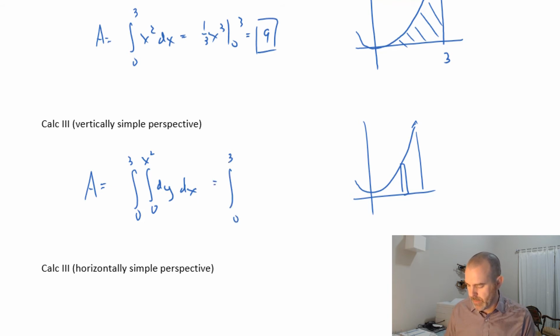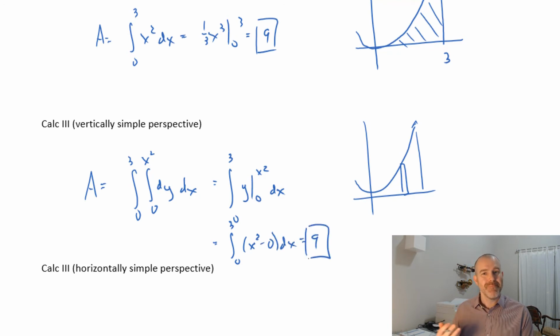Of course, you can't get a different answer by doing things with a different perspective. The integral of dy is just y. We're evaluating it from 0 to x squared. This becomes the integral from 0 to 3 of x squared minus 0 dx, which is the same integral we did above, and so that's also 9. Should be. No surprise there, right?